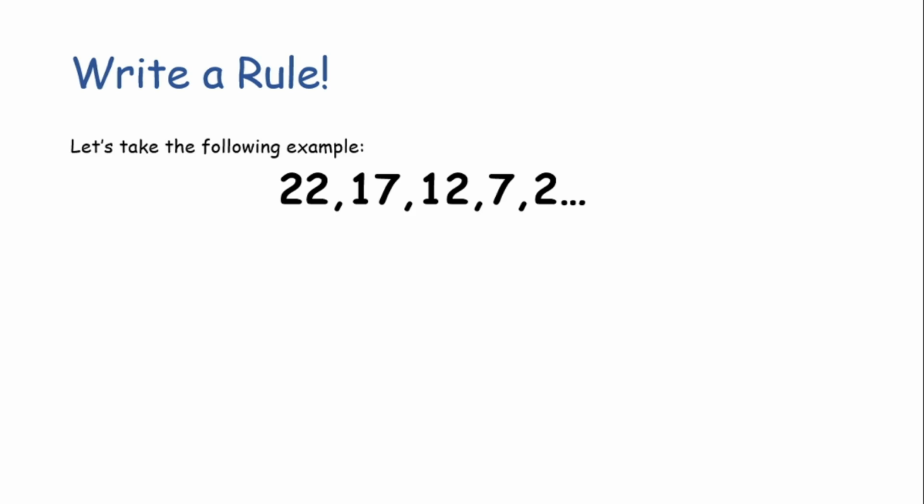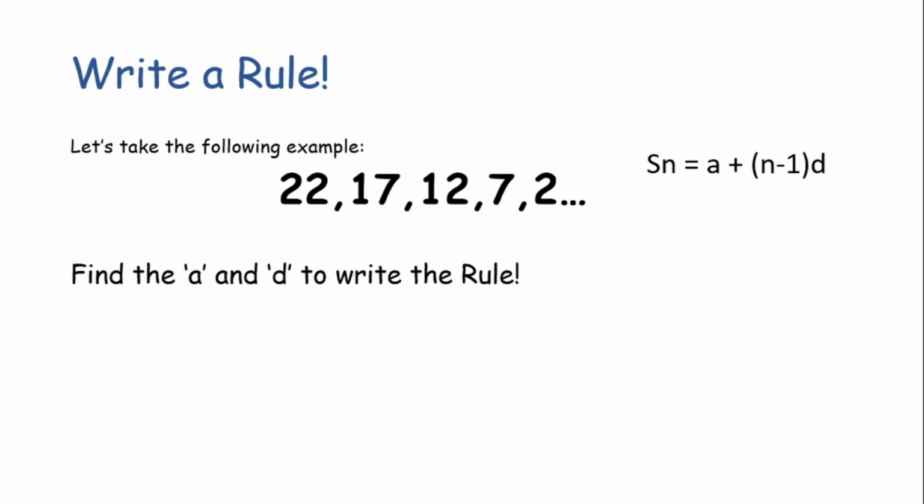Let us take an example to learn how to write a general rule for an arithmetic sequence. Here we are given a sequence 22, 17, 12, 7, and 2. To find the rule, we need to identify two terms. We need to identify a, which is the first term of the sequence, and we need to identify d, which is the common difference. Remember, the general rule is given by Sn is equal to a plus n minus 1 times d.